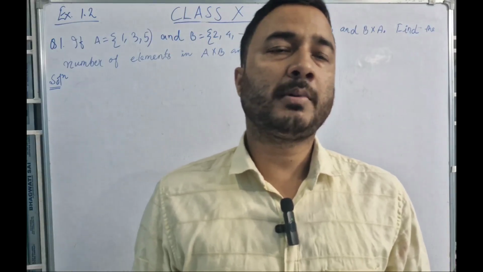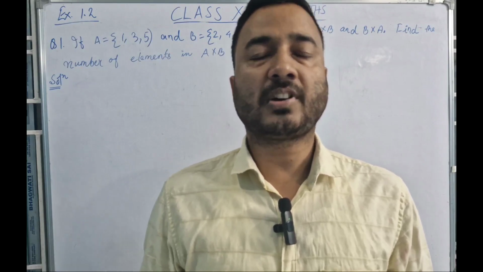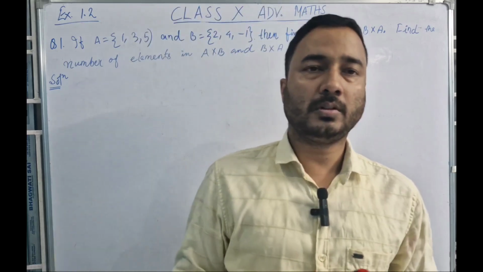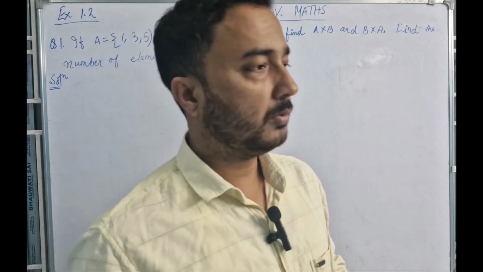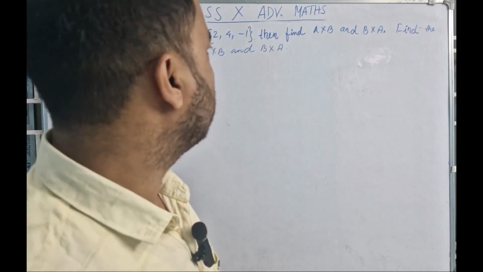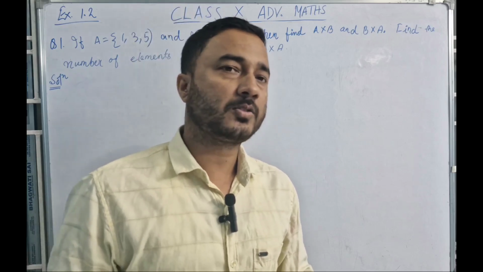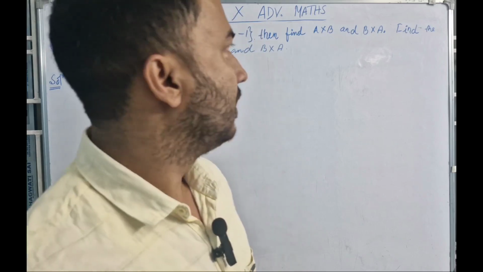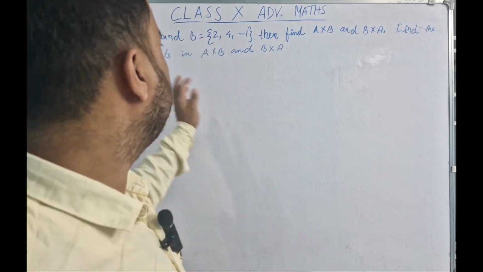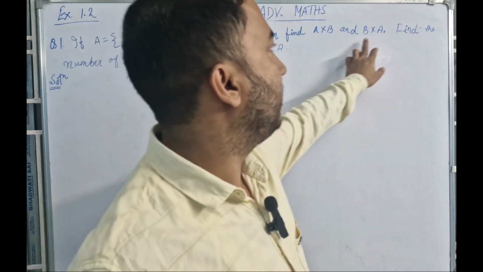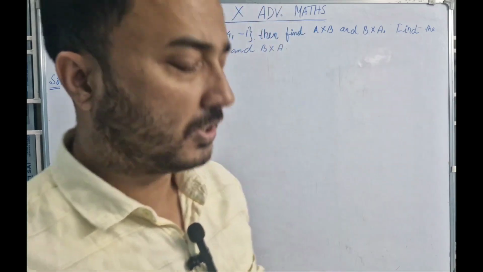We are going to discuss exercise 1.2 of class 10 advanced maths. Before going to the question directly, we will discuss the cross product of two sets, that is called the Cartesian product of two sets. Here in the question itself, two sets A and B are given. We have to find A cross B and B cross A. So let us discuss first.